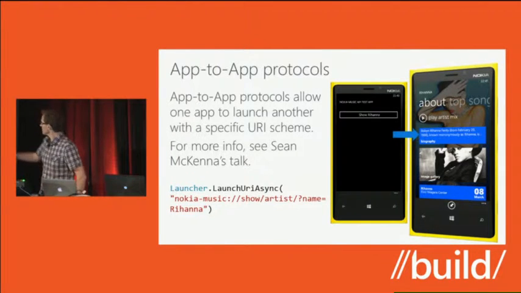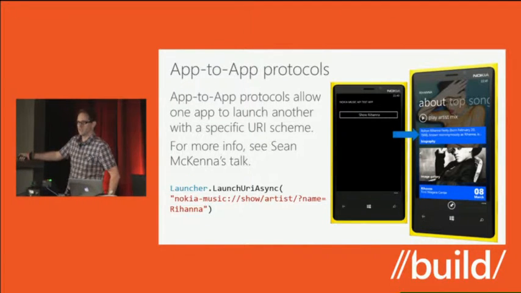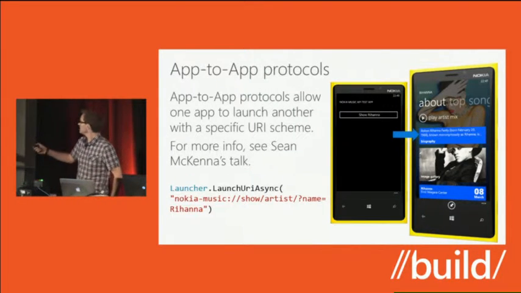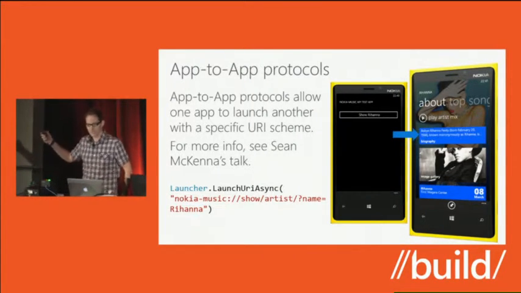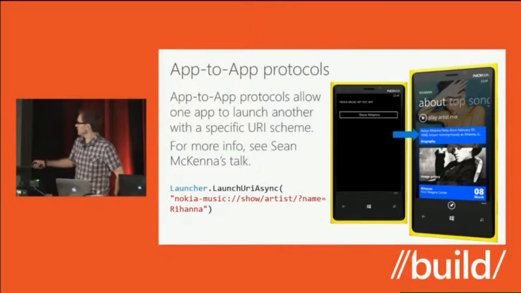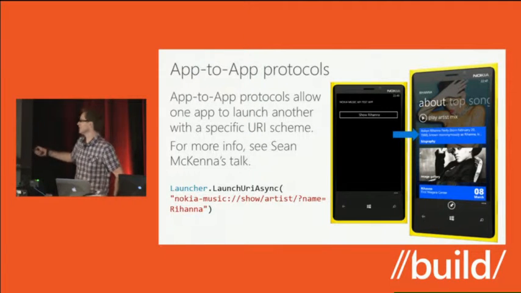So right down the bottom here, what we're doing is registering this Nokia Dash Music scheme. And what you can see on the screen here, on the left-hand side, this is a third-party app. So this could be your app. It's got a button here saying Show Rihanna. When you click on that, you use the new Launcher LaunchUriAsync method that's available in Windows Phone 8. With this URL, which is show artist name equals Rihanna, it will start our app and go to the artist details page.